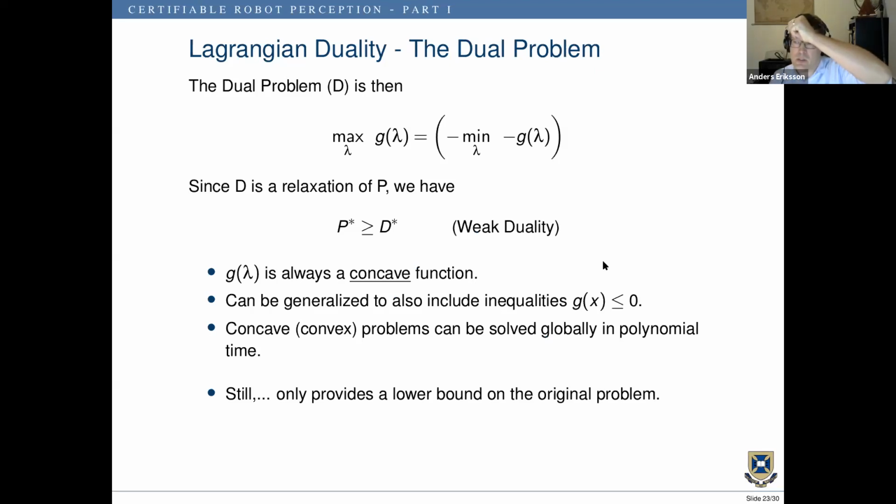And again, since this dual problem is a relaxation, we have that the optimal value of the primal problem is always greater than or equal to the optimal solution of the dual problem.